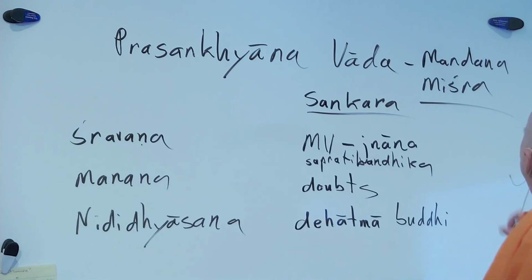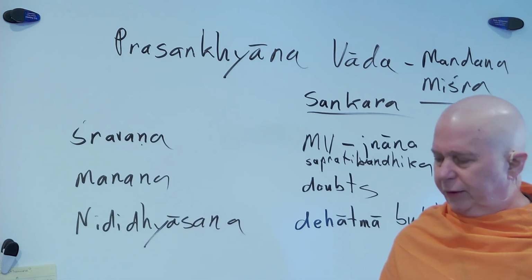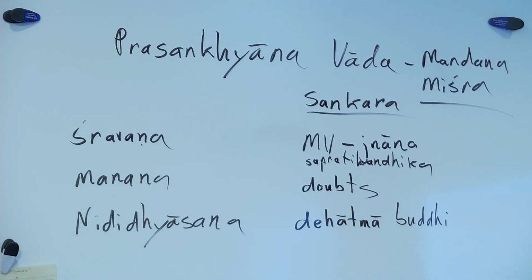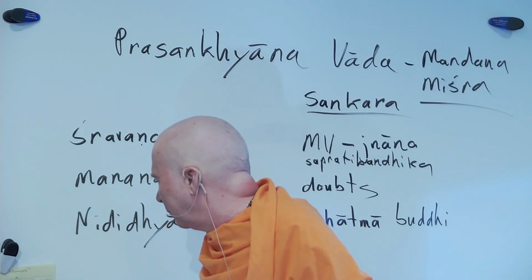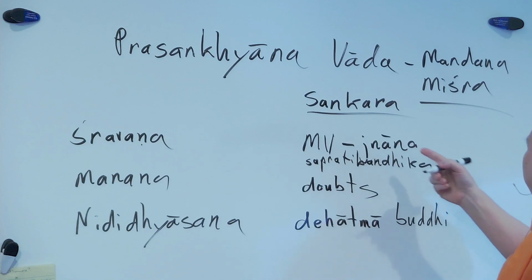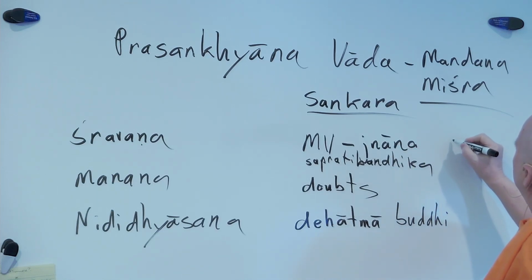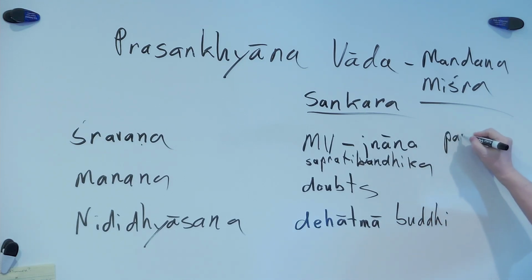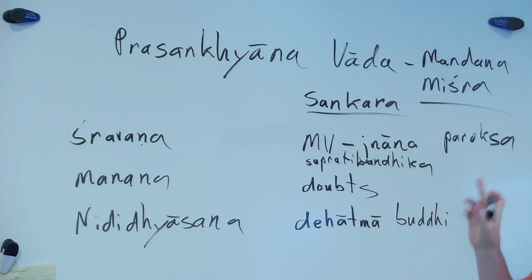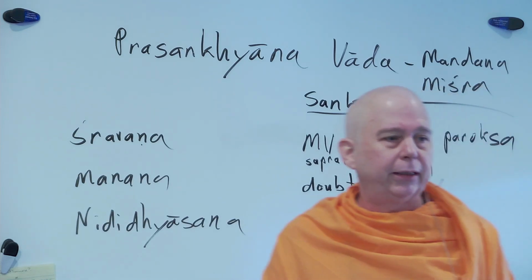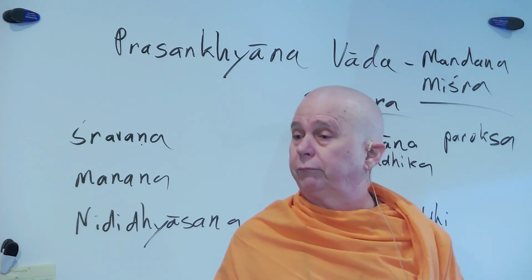So then the question becomes, how does Mandana's vision, how does Mandana's teaching differ so significantly? This seems pretty straightforward. Of course, we've studied this many times. So you'll be surprised, I think, at how Mandana takes it very differently. So he says that, like Shankara, the Mahavakya leads to knowledge, but he says it's not sapratibandhika jnanam, it is paroksha jnanam. This is an important word. Paroksha means indirect knowledge.